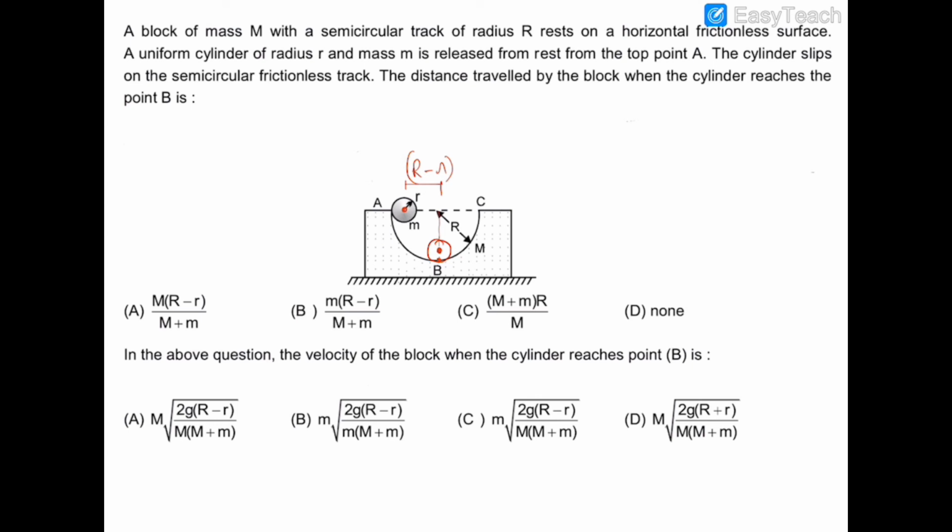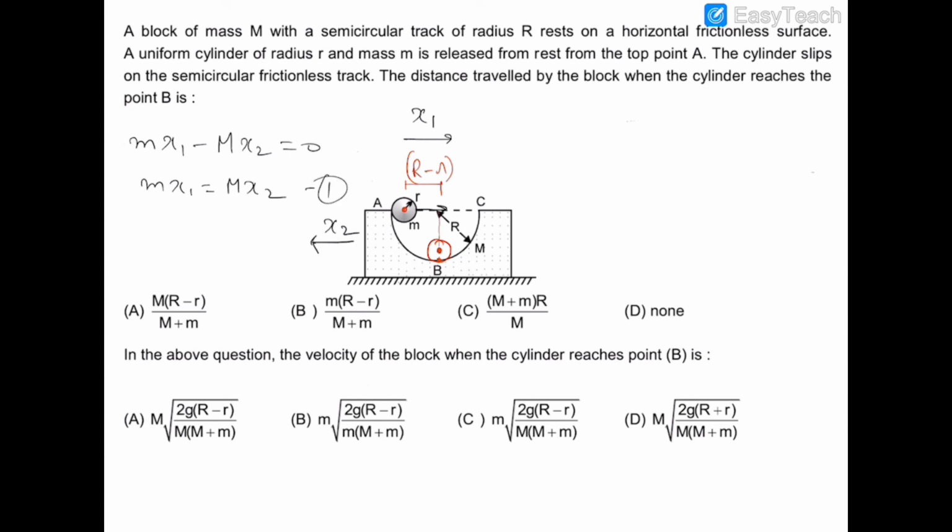Now the cylinder is moving in the forward direction and this wedge is moving in the reverse direction. So let us assume that the displacement of the cylinder with respect to ground is x1 and the displacement of the wedge with respect to ground is x2. So balancing the mass moment, we can write that m x1 minus capital M x2 will be equal to 0, and therefore m x1 is equal to capital M x2. This is the first equation.